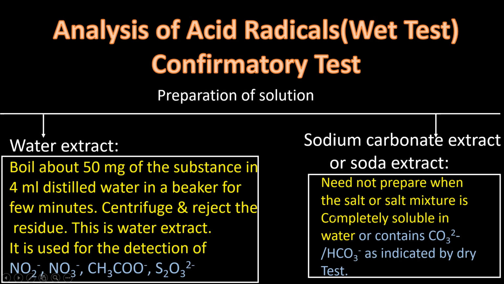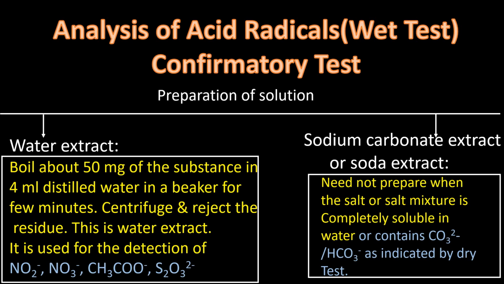So, the confirmatory test. First thing is the preparation of the solution. In the dry test, we just take the dry salt or salt mixture and add the reagent. But for the wet test or confirmatory test, we prepare the solution. We prepare it either in water, in case of acid radical, or we prepare the sodium carbonate extract. So in the solution, these anions, that means acid radicals, go to the solution state. And this is known as the original solution.